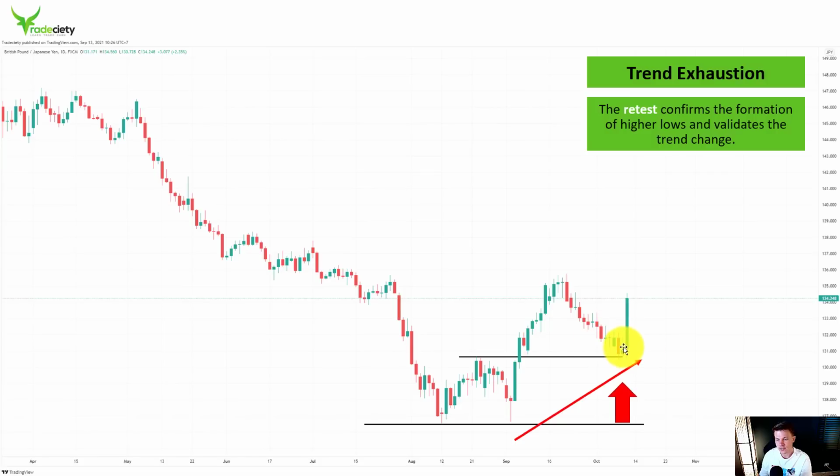And this is how it looks afterwards. So the market broke out, made a move, came back to retest the previous highs, now as resistance. And if you are a retest trader, this is where you then could potentially enter the trade.